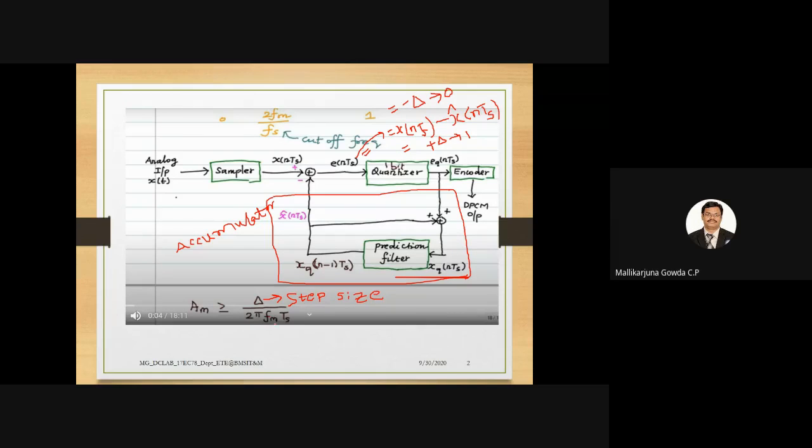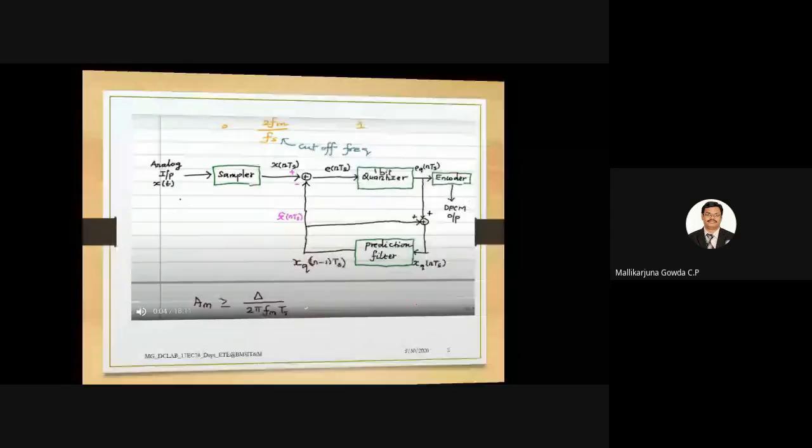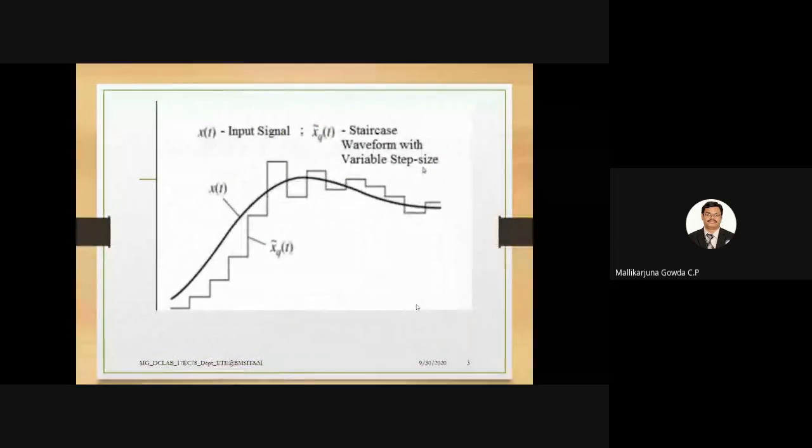And FM is the what? Frequency of this analog signal. And TS is the what? Sampling duration. Okay, so the amplitude of this analog signal should be greater than or equal to step size divided by 2 pi FM into TS. You are already aware of this, right?